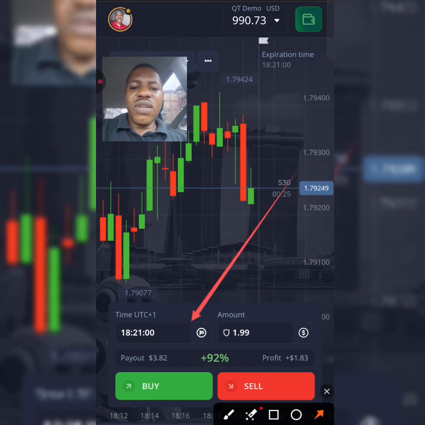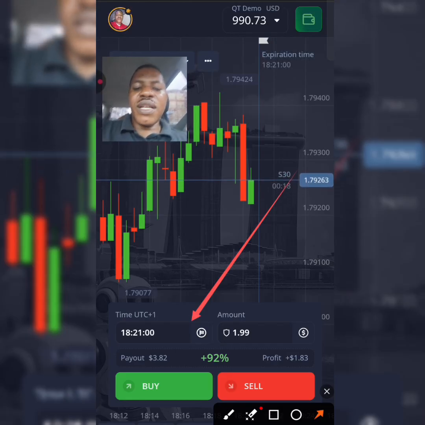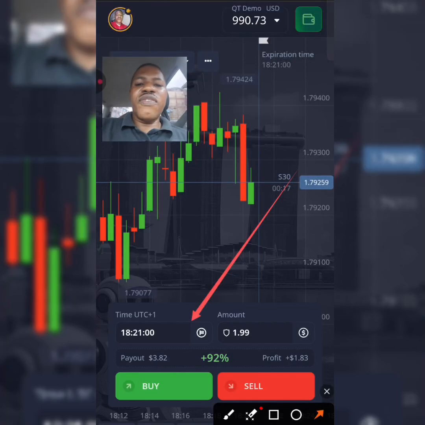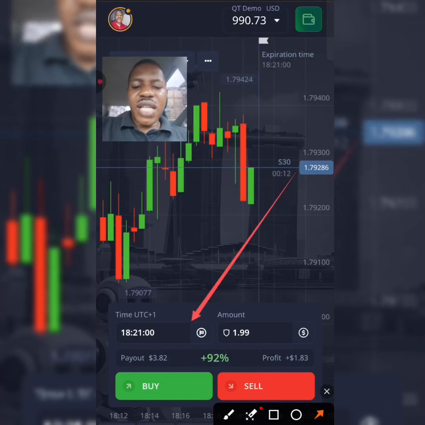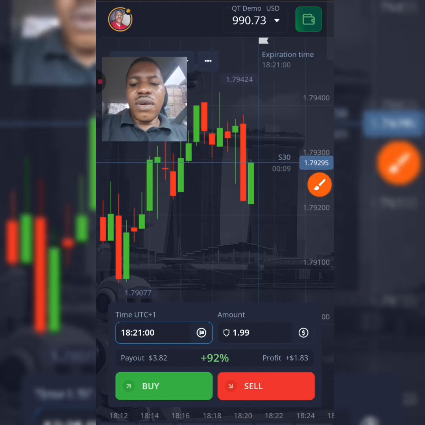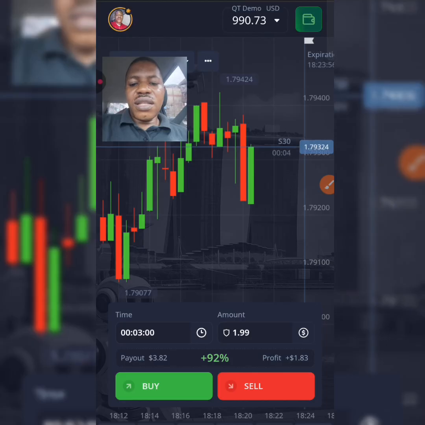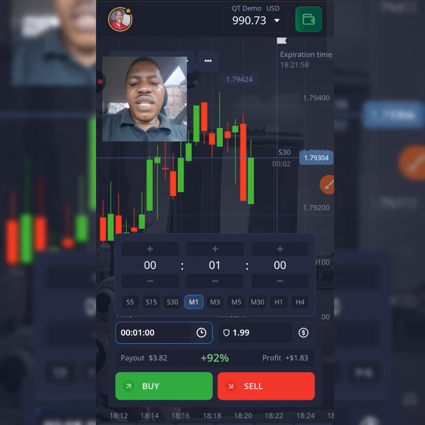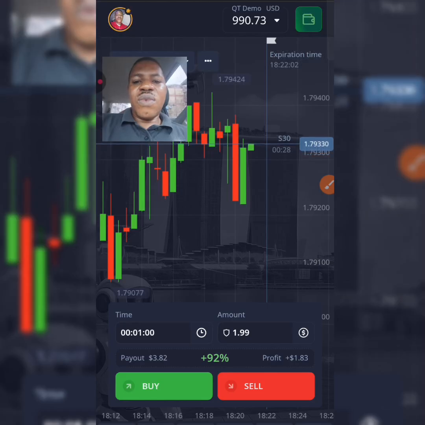So if your candle time frame is 30 seconds, your trade expiration will be 1 minute. Then if it is a 1 minute candle time frame, your trade expiration should be 2 minutes, which is two candles. So I'll come here and select 1 minute, M1. Trade expiration is 1 minute.